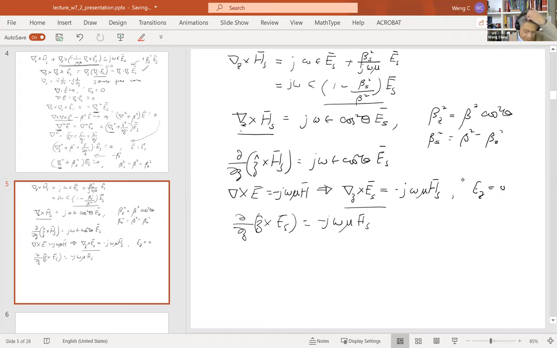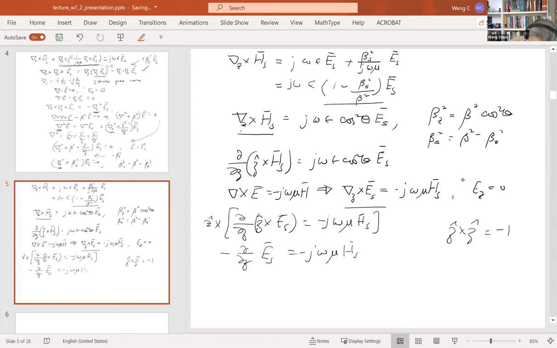Okay, then I'm going to make this look like the transmission line telegrapher's equation. And what I need to do is actually to take this equation and cross it with z. And if I do that, then the second equation really does look like a telegrapher's equation because this will be partial z Es, z cross z is minus one, okay? So this will be something like j omega mu Hs. Sorry, because I z cross with something, then I should have a z cross on the right hand side.